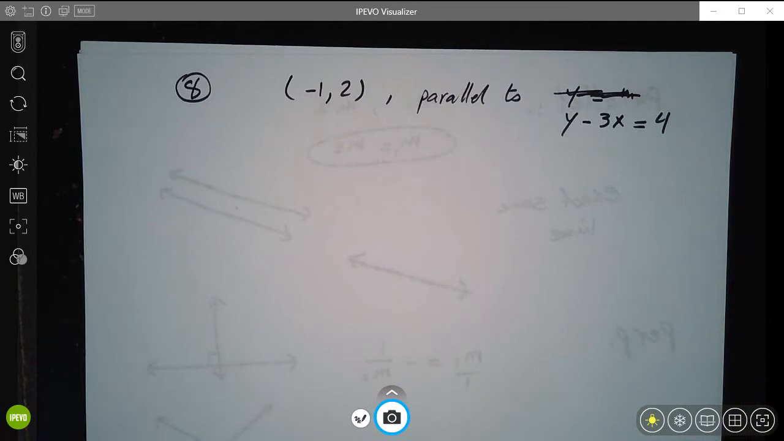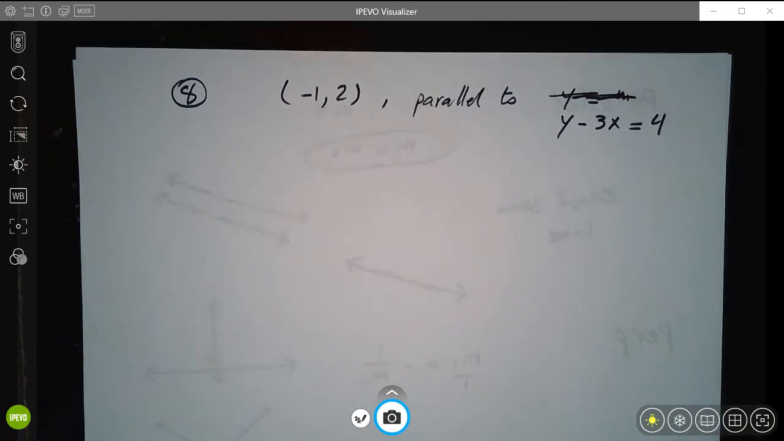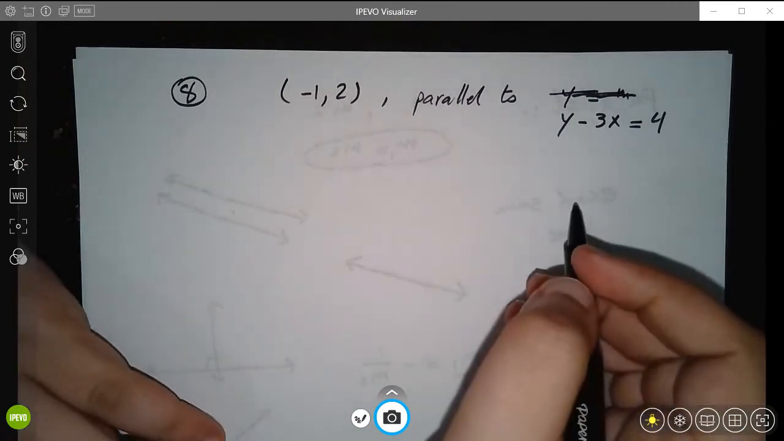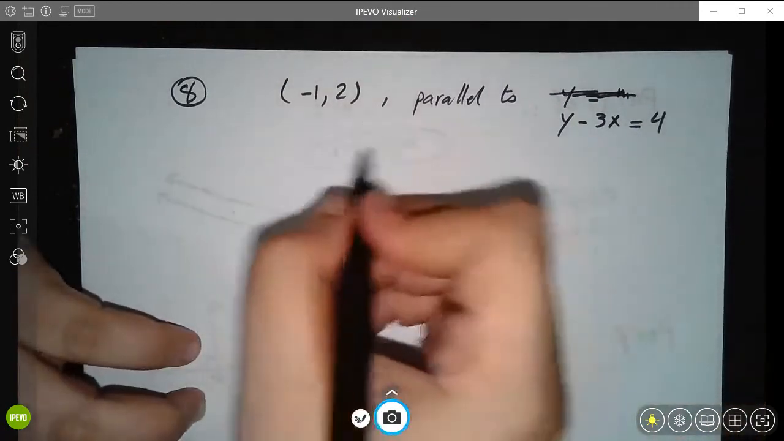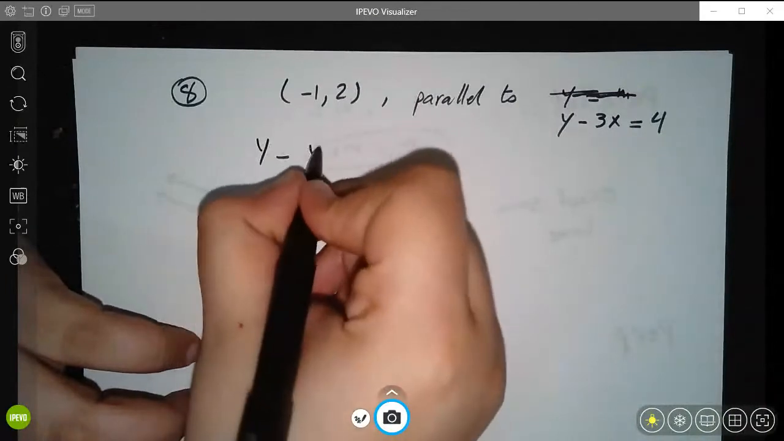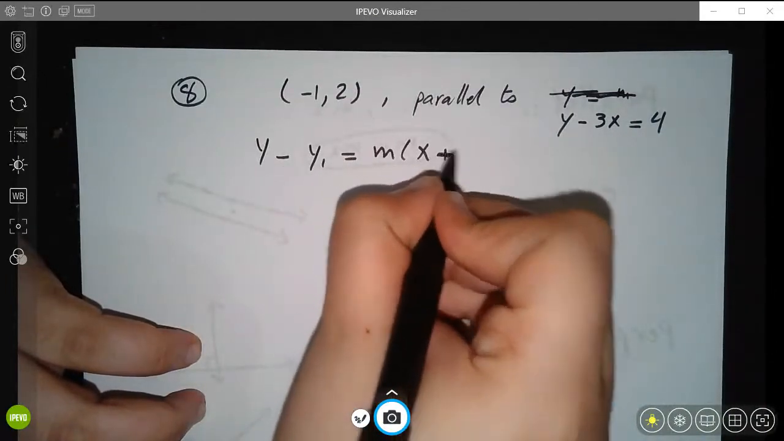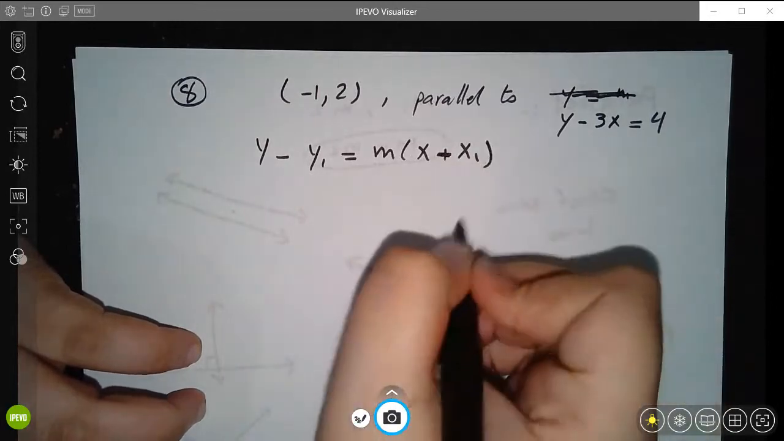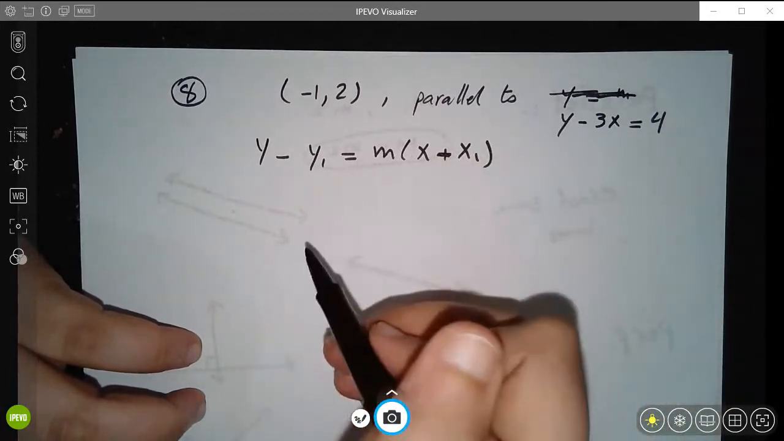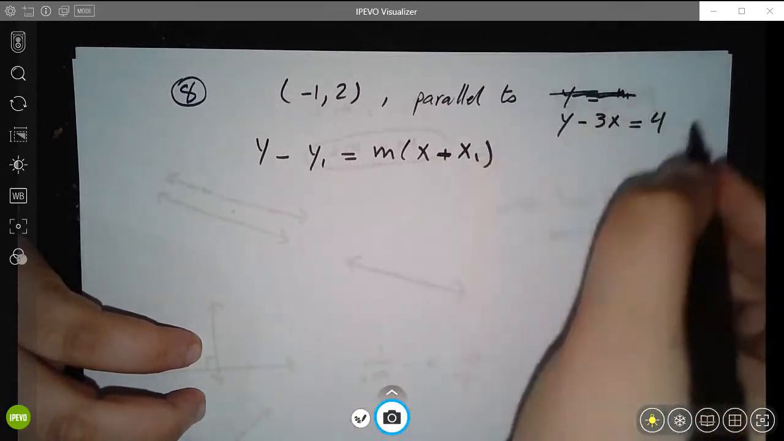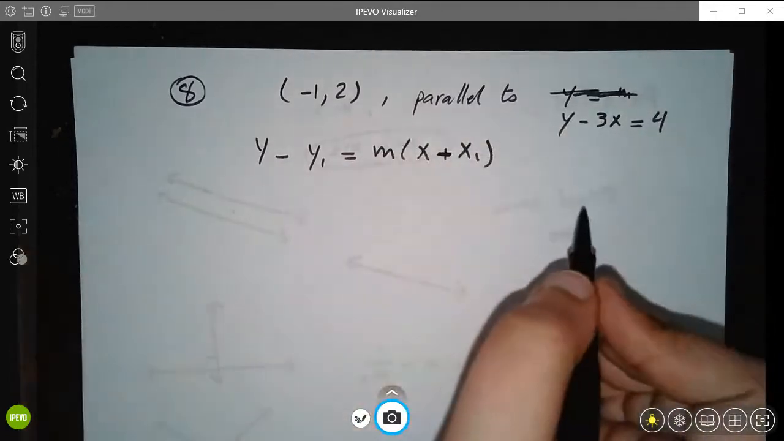So I want the equation of a line that passes through this one and is parallel to that one. First thing you need to do is try to find the slope, yes? Because that's what you need to use the formula. So here's my formula. Let's write it down real quick. Oops, it's minus x1. Now we need the slope in order to do this. And that's where you use this piece of information.